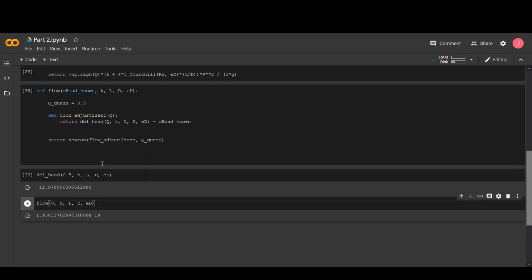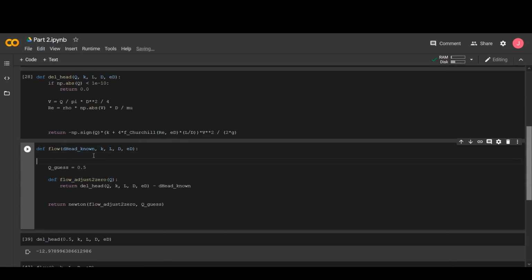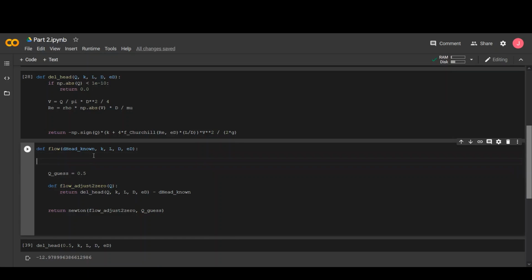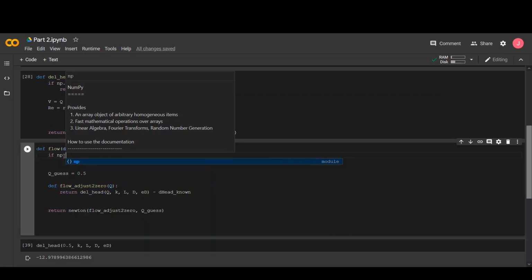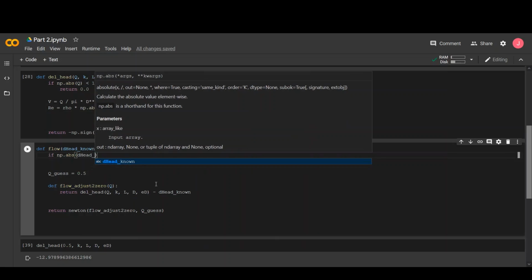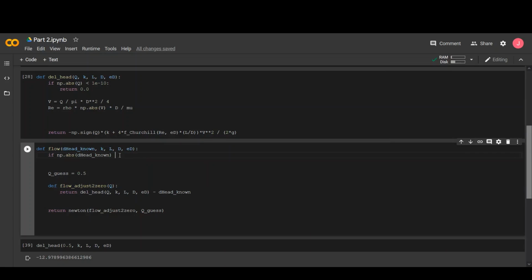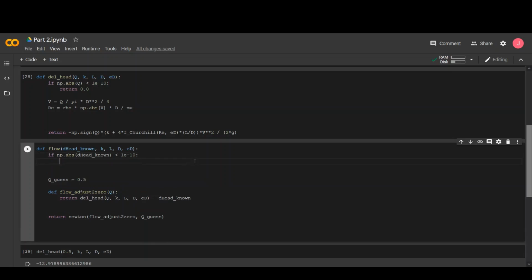But I think we might as well do something similar and throw in an if statement here. So now, and of course, we want to use the absolute value again, but this time we're using d head known, right? So if the absolute value of this is less than a really small number, what did we use last time? 10. Return 0.